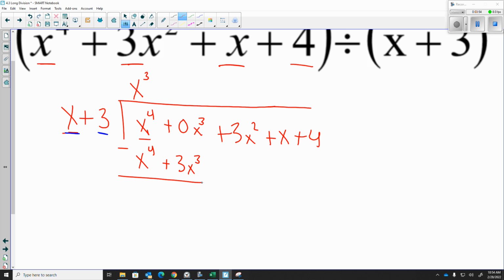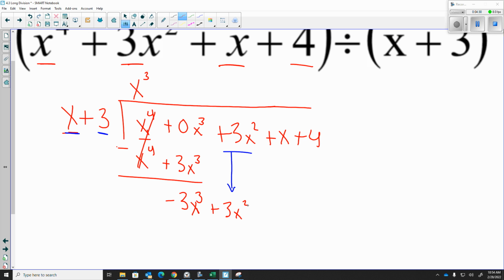So I'm subtracting: x to the 4th minus x to the 4th is gone. That's what I want. The first thing should always cancel. That's the point. 0x cubed minus 3x cubed is negative 3x cubed. Okay. What I'm going to do next, I'm going to look at the next piece in line. I'm going to bring that thing down. So that's plus 3x squared. Okay. You guys tracking with me so far?